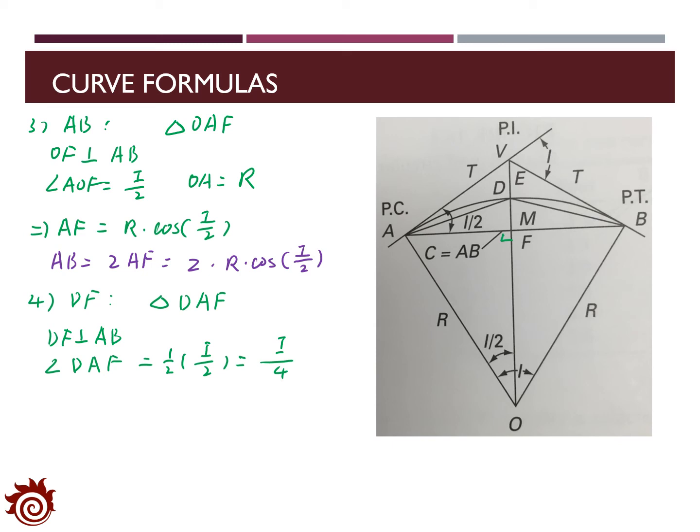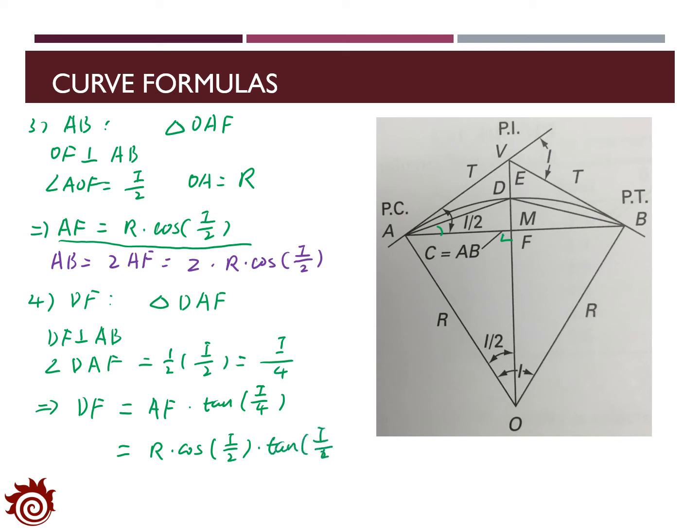With this information, we know that the triangle DAF is a right triangle, and we know the angle here is a quarter I. Then we can estimate the length of DF as AF times tangent a quarter I. By using the value of AF we derived in the third part, we can get the length of DF as R times cosine half I times tangent a quarter I. So with this, we can find out the length of AV, DV, DF, and AB.